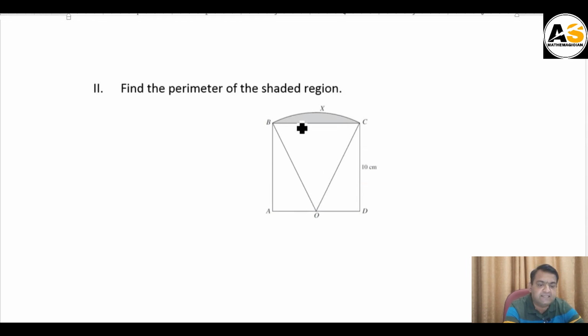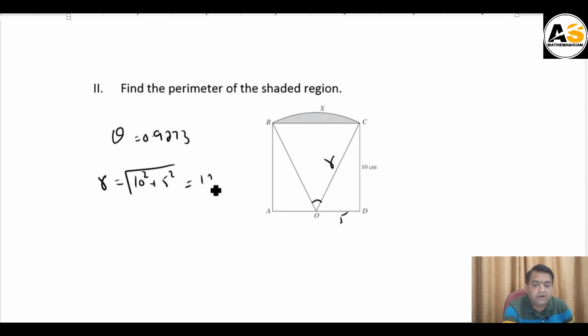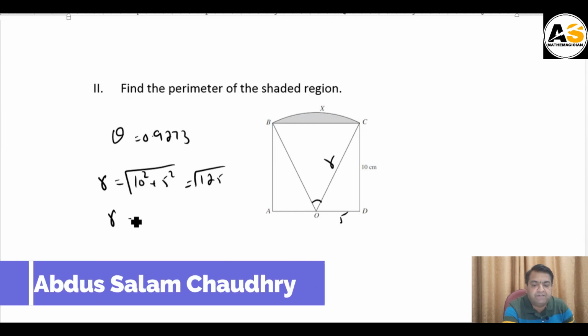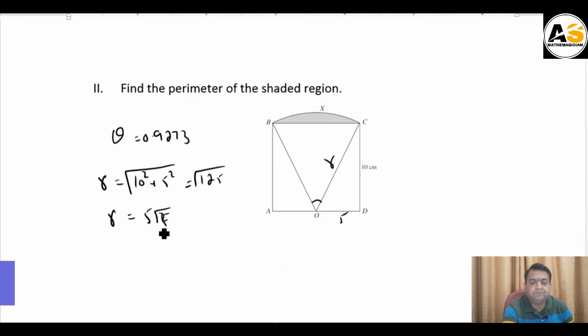Perimeter is this 10 plus this arc length. We have calculated this angle. This angle is 0.9273. We can calculate this radius. This radius r is equal to square root of 10 square plus 5 square, square root 125. It will be simplified to 5 square root 5. Now I will find this arc length. Arc length BC is equal to r theta.